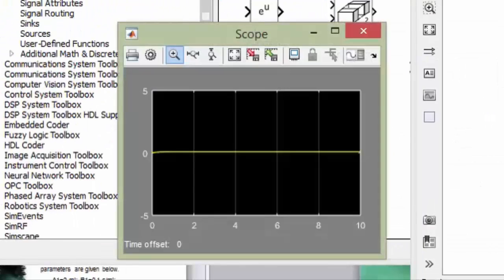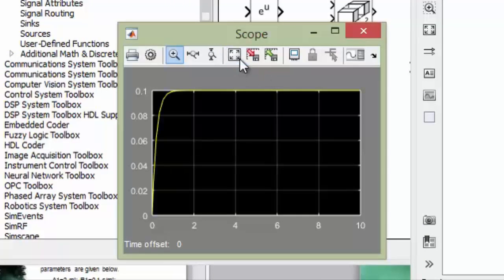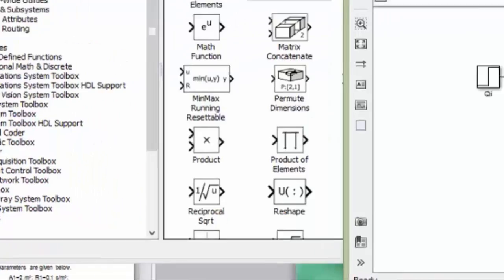So to see the dynamic response, if you open the scope, you can see the level changes from 0 to 0.1 and settles there. So this is the dynamic behavior of the system when we are giving a step input in the flow rate.